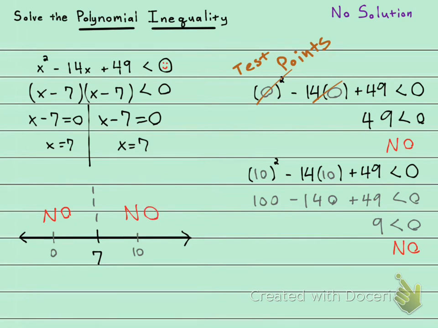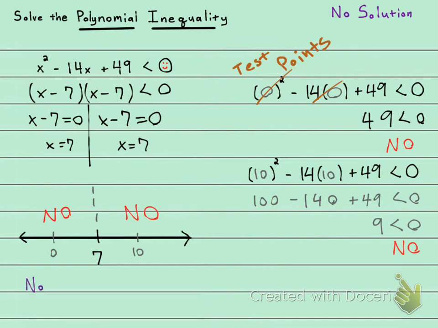So everything in this interval is not part of the solution. Everything in this interval is not part of the solution. Right here at 7 is a big hole, and that's also not part of the solution. So what is my solution? And the answer is no solution.